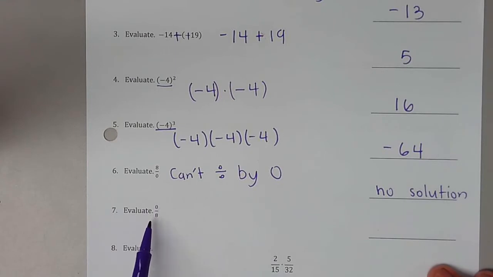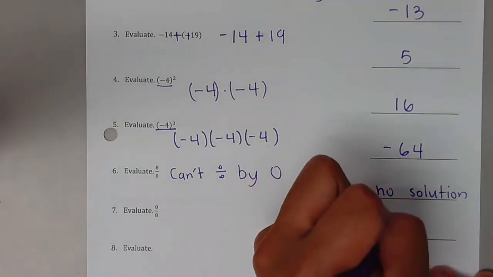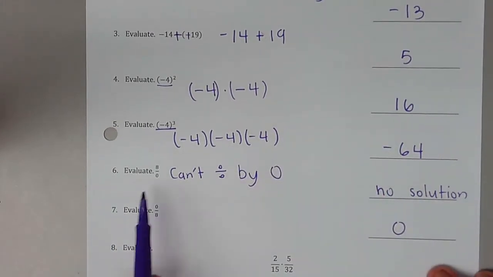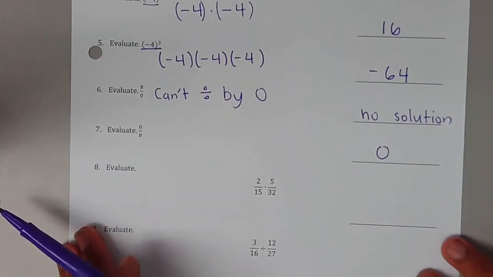Evaluate 0 divided by 8. Well, 0 divided by any number, we can actually do that. That is going to be just 0. So once again, can't divide by 0, but if 0 is in our numerator, that's just 0.